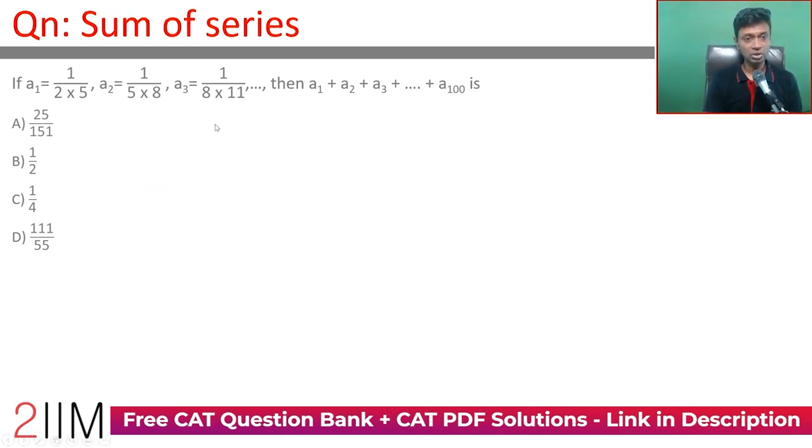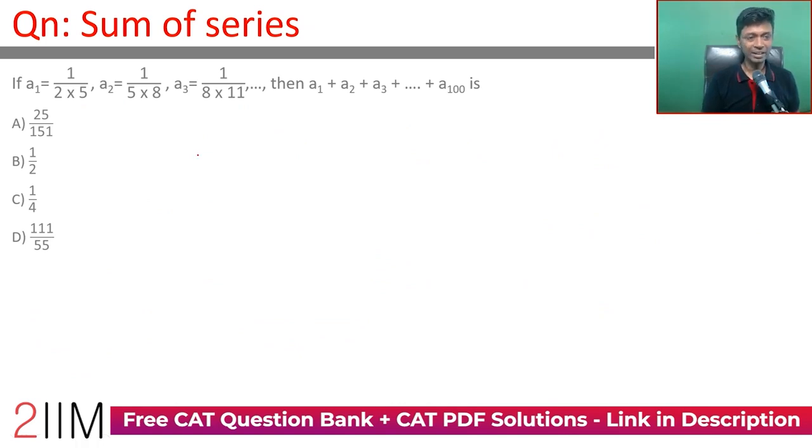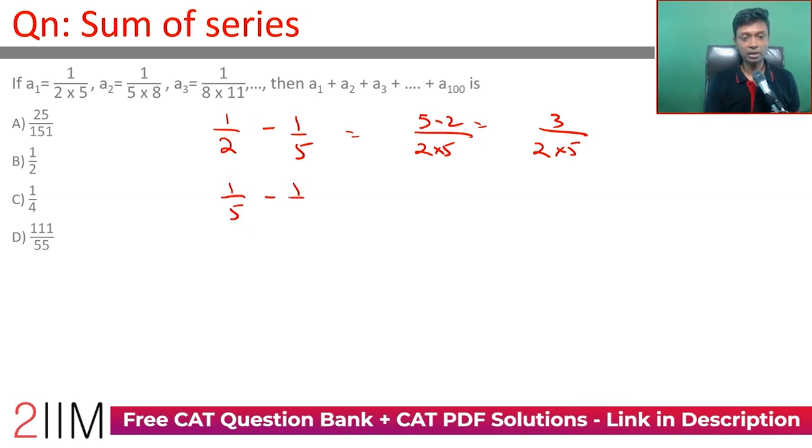How so? I'm going to go back to this. Let's get back to pointer mode. 1 by 2 into 5. So I'm going to think about it as 1 by 2 minus 1 by 5. LCM is 2 into 5. Numerator is 5 minus 2, 3 by 2 into 5. 1 by 5 minus 1 by 8: 5 into 8, 8 minus 5, which is 3 by 5 into 8.